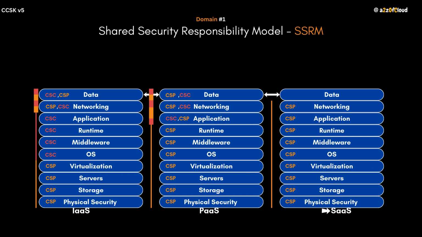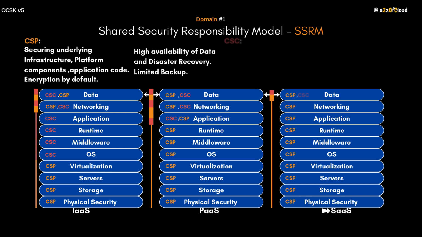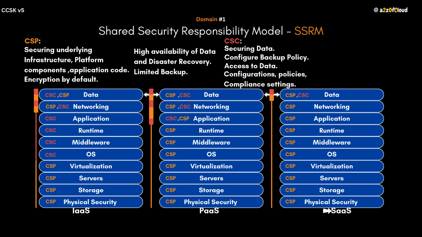In the software as a service model, the CSP, or the software provider, is responsible for securing the underlying infrastructure, platform components, and application code. Provide encryption by default. The CSP ensures high availability of data and disaster recovery, and provides limited backup. The customer is responsible for the data. The customer must configure backup retention policies and perform additional backups if needed, managing access to data, protecting data through configurations, policies, and any compliance settings.